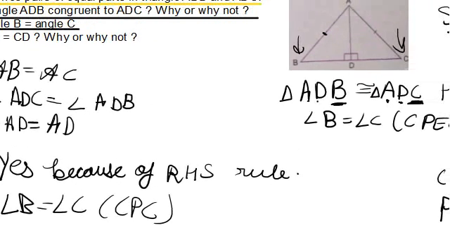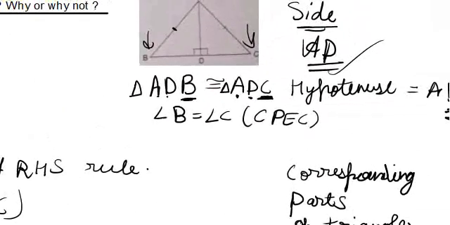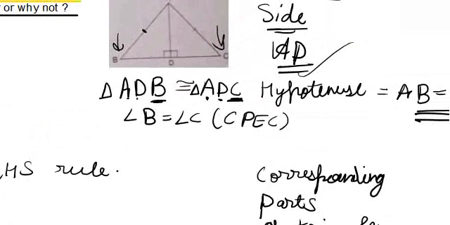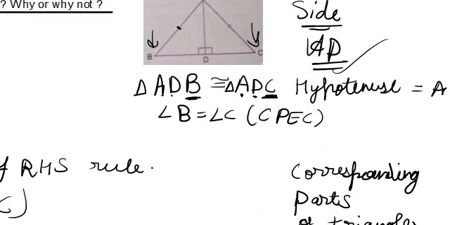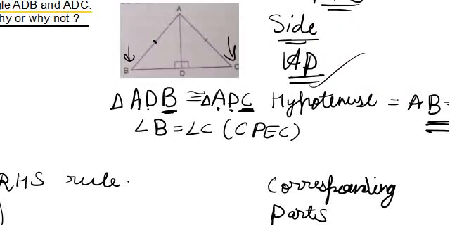Then next one, it says, is BD equal to CD? Why or why not? Again, same reason we will give here as well, that is CPCT, and it is asking us whether BD equals CD or not. See, B and D, these are the last two letters, so this is one side, B and D. Then same goes for C and D as well, this is another side. These two sides are what? Equal, right? So they are equal.